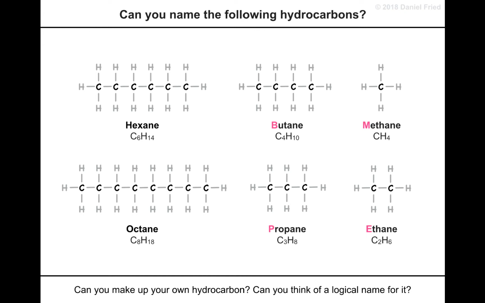At the bottom here it says, can you make up your own hydrocarbon and think of a name for it? What would a hydrocarbon with 5 carbons be called? Maybe pentane, that would be a cool guess for the kids to make. What about 9 carbons? Nonane. 10 carbons would be decane. So you can look up other hydrocarbons and think of logical names for them.